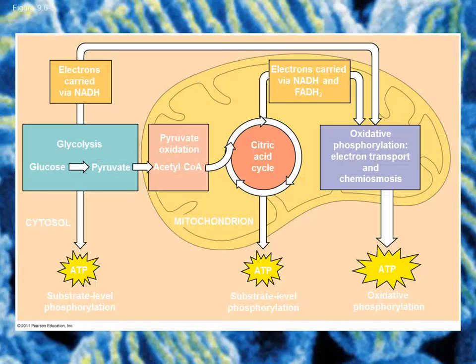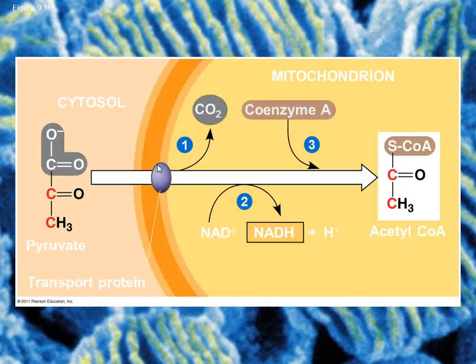All right, going back to the overview again. Our first step was glycolysis, where we took glucose and chopped it in half and made 2 pyruvate molecules. In the process, we had to invest 2 ATPs. We got 4 ATPs back out of it, and we created some NADH molecules, which will be used later on. Then we're going to move into the citric acid cycle.